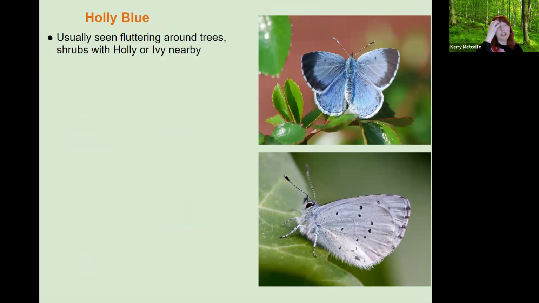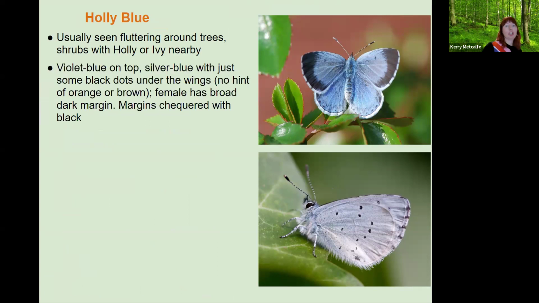And holly blue, another beautiful butterfly. Like I said earlier, you usually see holly blues fluttering around trees, shrubs, and bushes. So they tend to be much higher off the ground than their similar common blue species. They have this fantastic violet blue upper wing, and on the underwing they've got this silvery blue with small black dots. So quite different to the common blue.